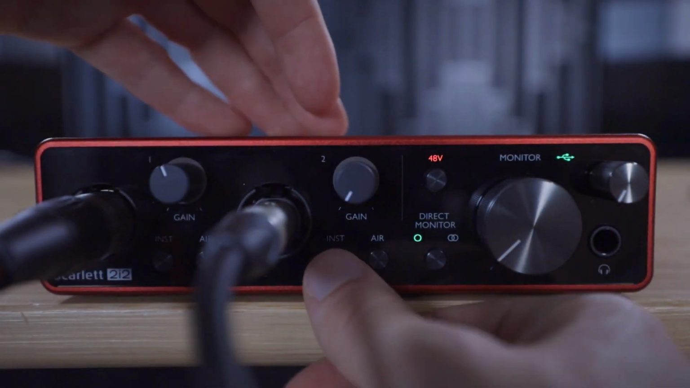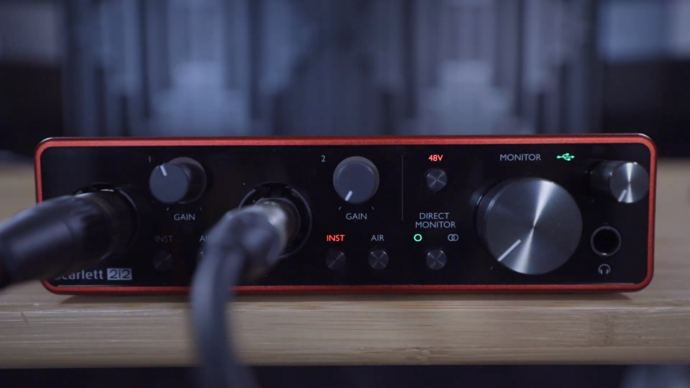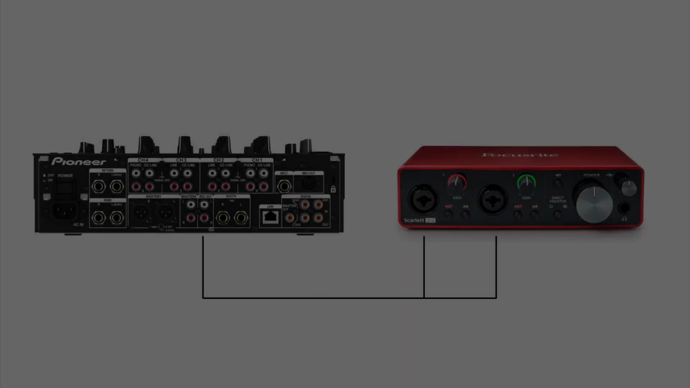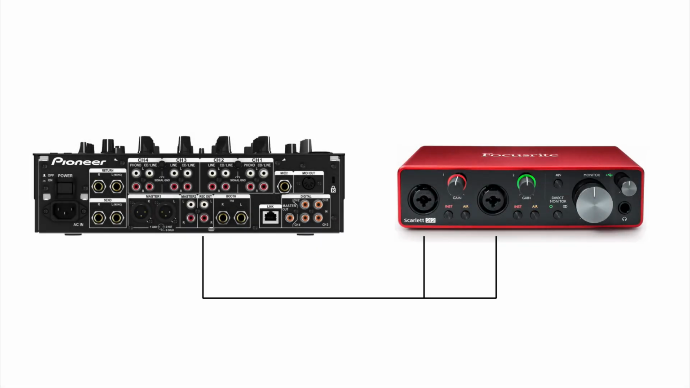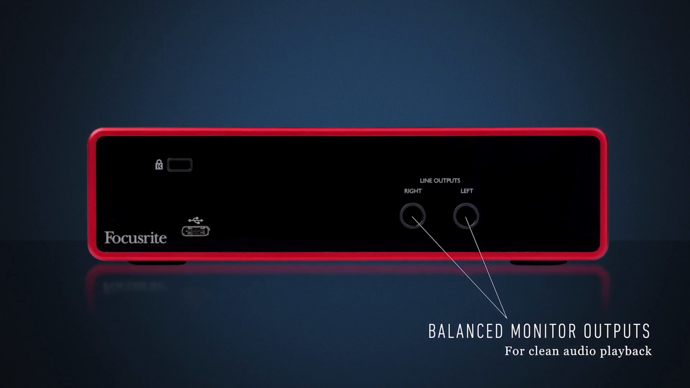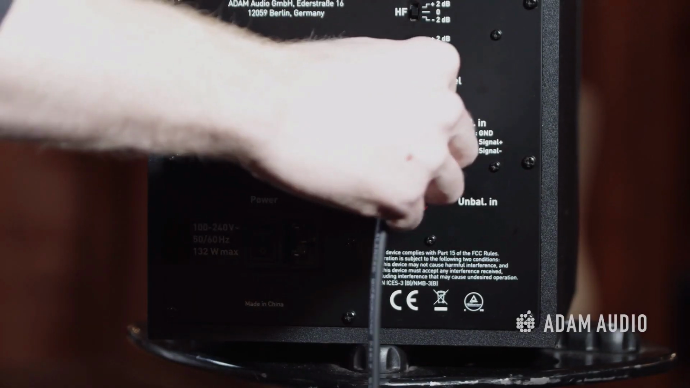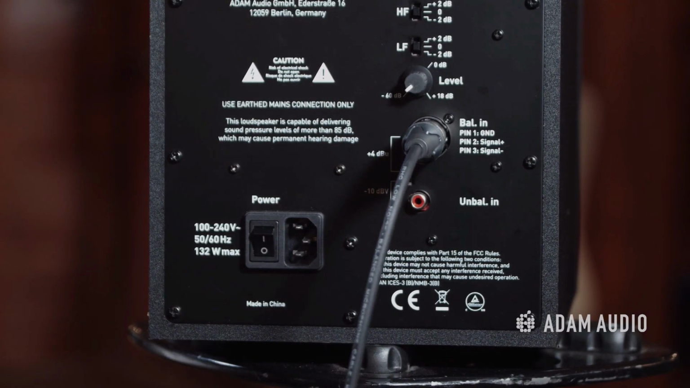As we are working with a line source output from our DJ mixer, we need to ensure that the inputs are set accordingly before connecting the cables. After you've done so, connect the cables from the output of your DJ mixer to the front of the Scarlett 2i2. In addition, for playback audio, connect the outputs of your Scarlett to your monitor speakers. In this case, a set of Adam Audio T5Vs.